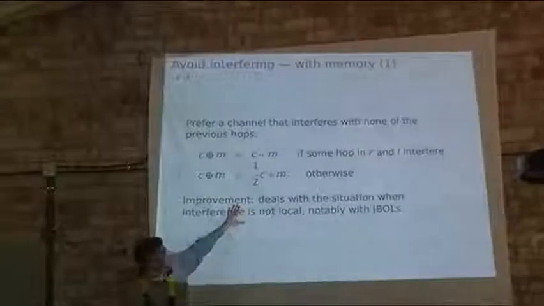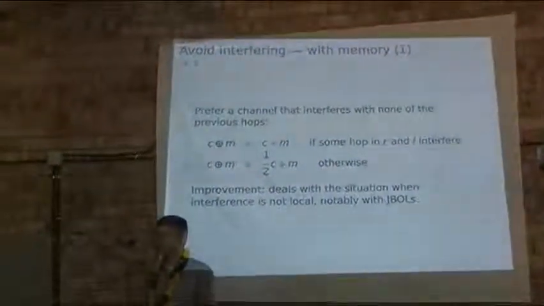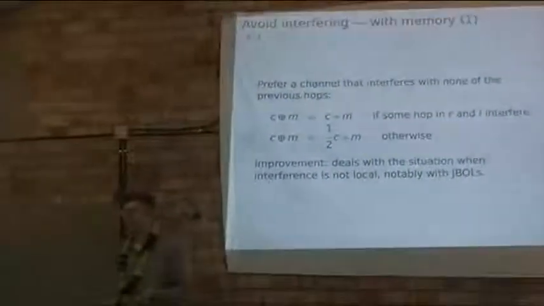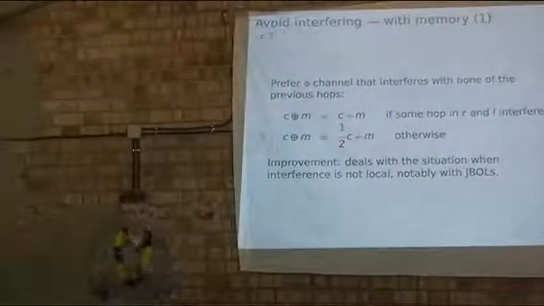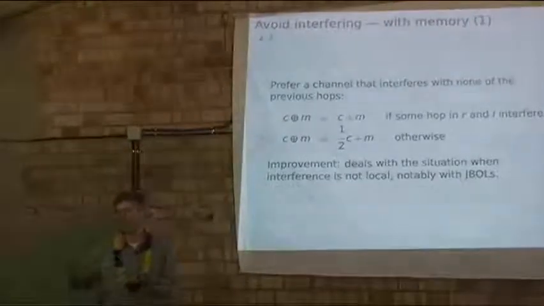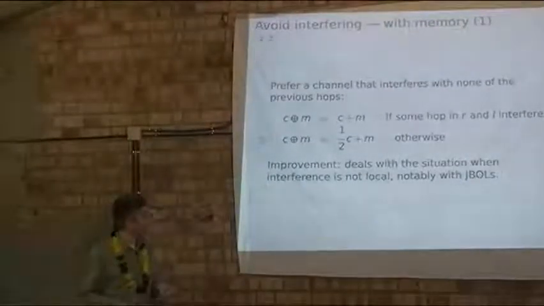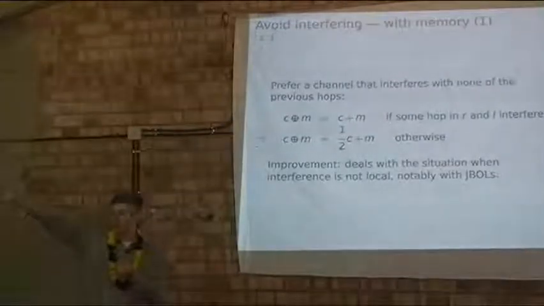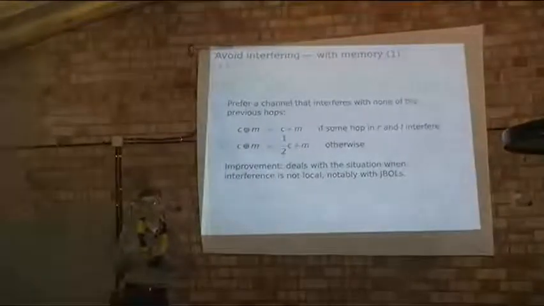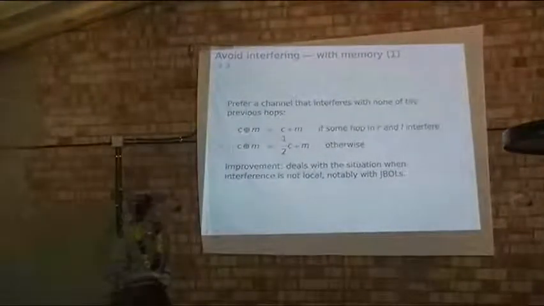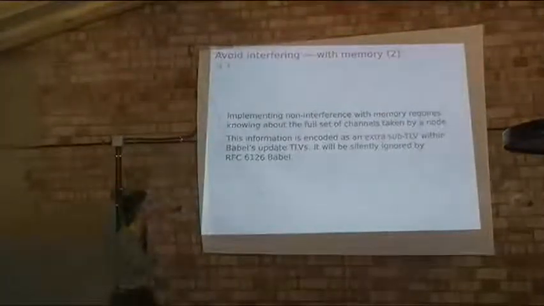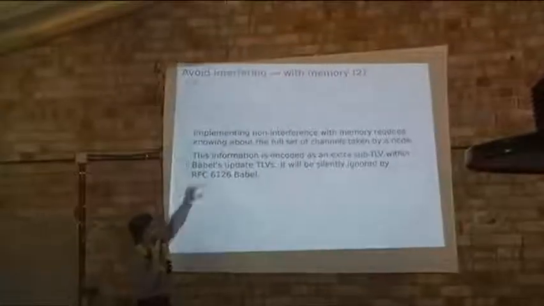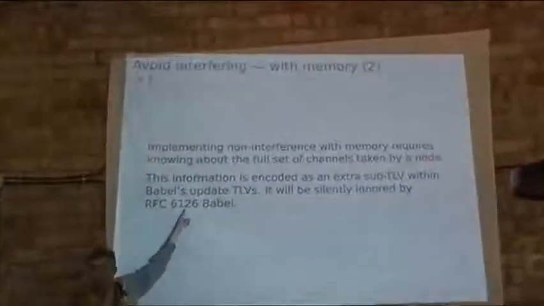And the trouble with that is that you need to change the on-the-wire protocol. Z1 and Z2 use the normal on-the-wire protocol because all the decisions are local. You look at the incoming and outgoing interfaces, and that's all. Here, you need to have all the information about the hops in your root. So root announcements need to carry the sequence of channels. Sorry, that was on the next slide. So you need to know about the full set of channels taken by a root, and so you need to encode it somewhere in the protocol.